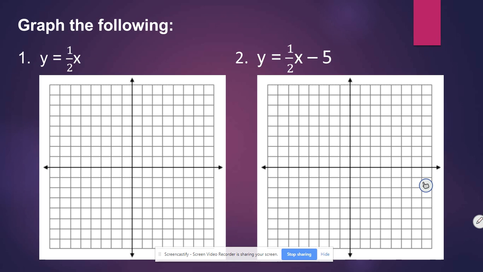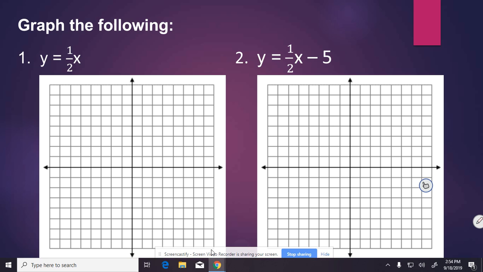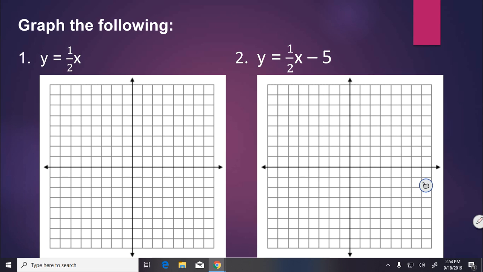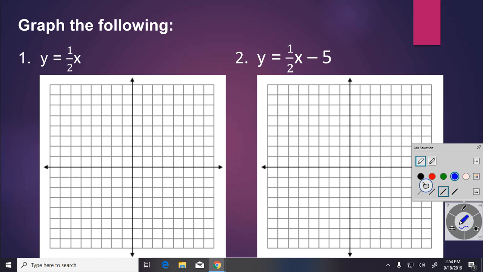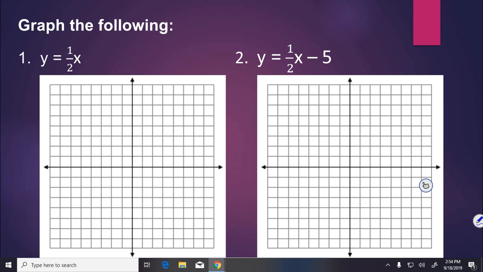Here we have it. We have graph the following, y equals 1/2 x. So in this equation, there is no b value. And since there's no b value, we don't have a y-intercept. So we can say our y-intercept is 0. And our slope is that 1 over 2, the rise being 1, the run being 2.